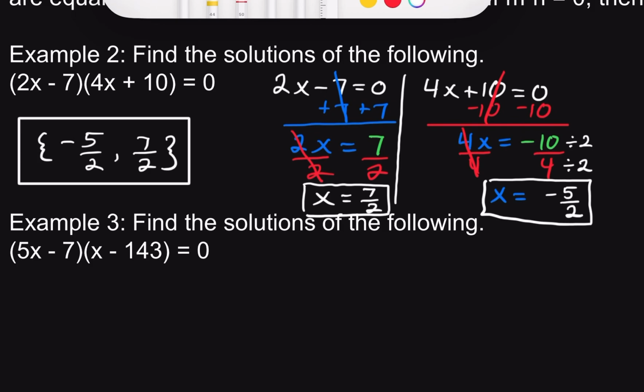Example number 3, same thing. 2 factors being multiplied set equal to 0, and you want to solve for x. So let's set each piece equal to 0 and find the solutions. So that's going to be 5x minus 7 equals 0. And then the other one is going to be x minus 143 set equal to 0. The goal is to solve for x. And also, I want to point this out.